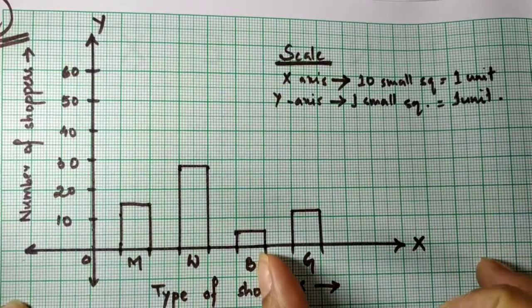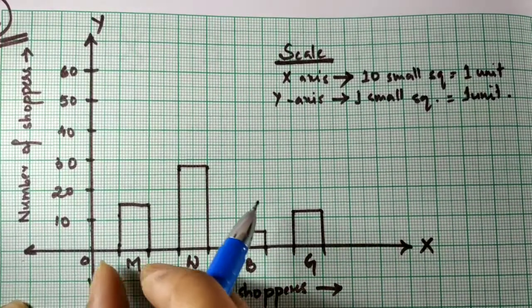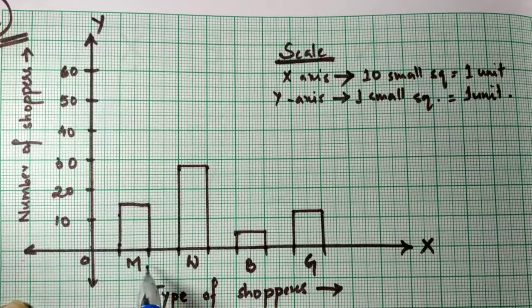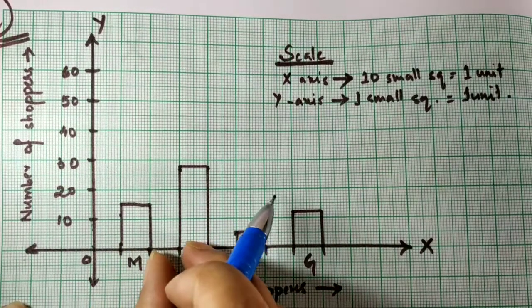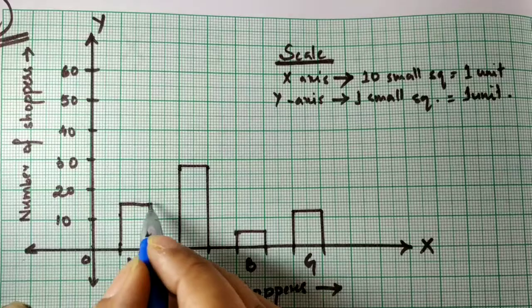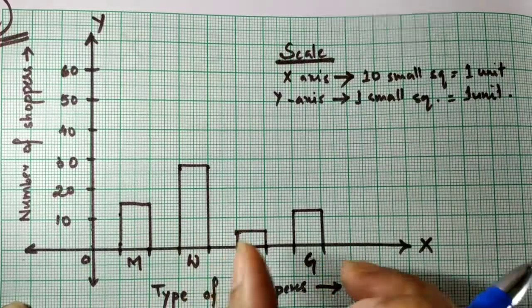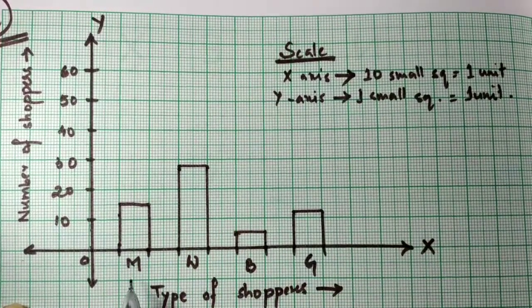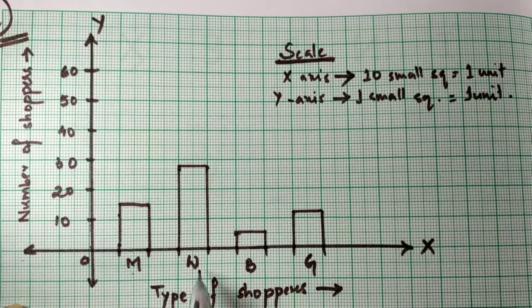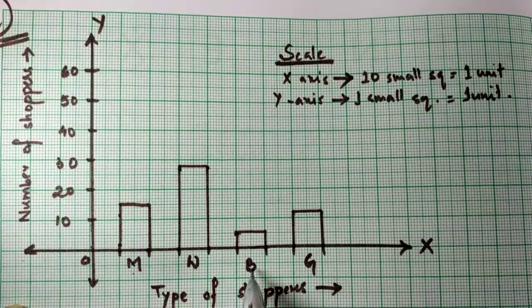On the x-axis, you cannot start from here; you have to leave one square, then leave another one between bars. If you are taking 2 big squares, then you will leave 2 big squares. That is one of the fundas here. So the first one is M for men, W for women, B for boys, G for girls.